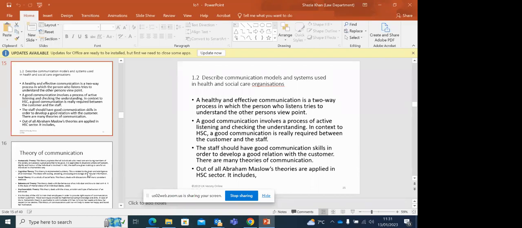A good communication involves the process of active listening and checking the understanding. In context to health and social care, good communication is really required between the customer and the staff. So in your case, it may be the patient and the staff, or the doctor and the patient. So it needs to identify that you are listening. Why is it so important to listen to someone?